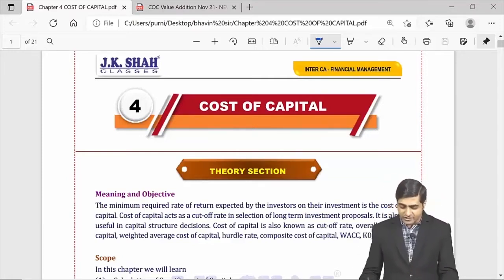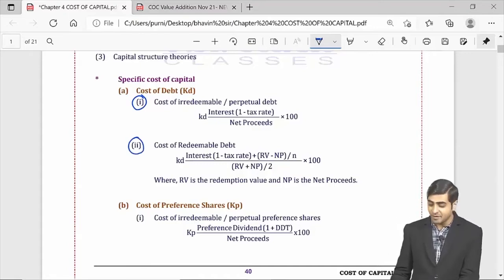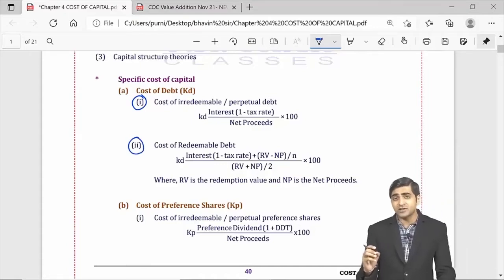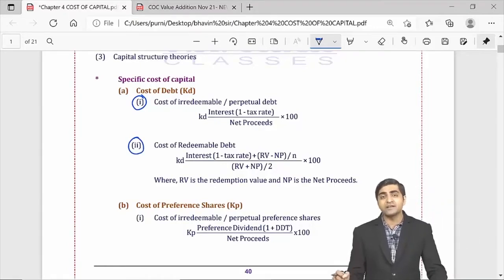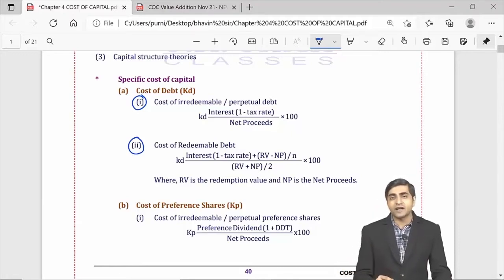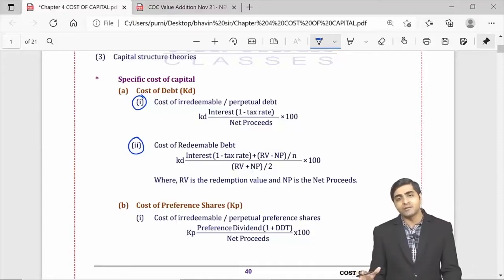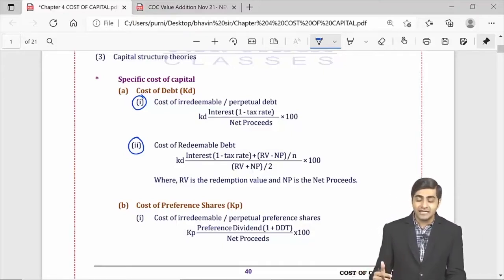So as you can check, your cost of debt can be of two types, KD irredeemable and KD redeemable. When in the question you see the life of the debentures or the life of the preference shares given to you, then definitely we will be using KD redeemable. But guys, when this life is not available, we will be using your KD irredeemable.